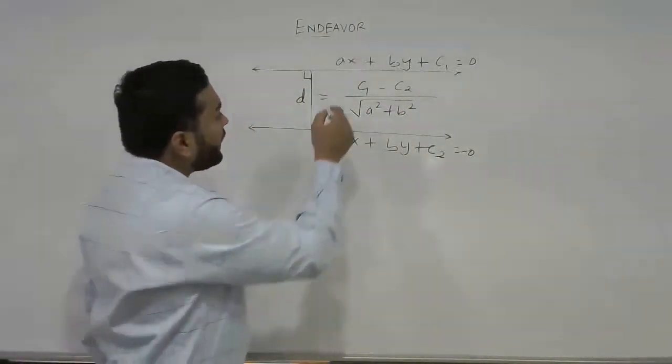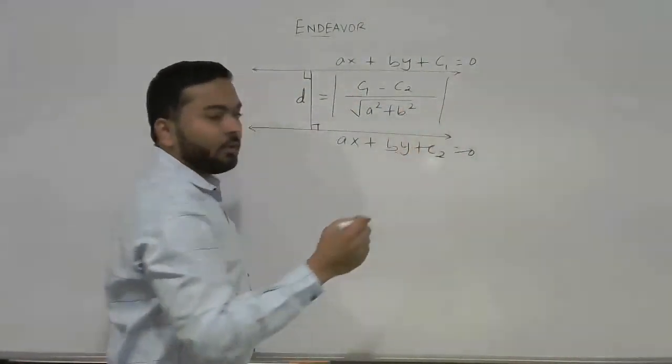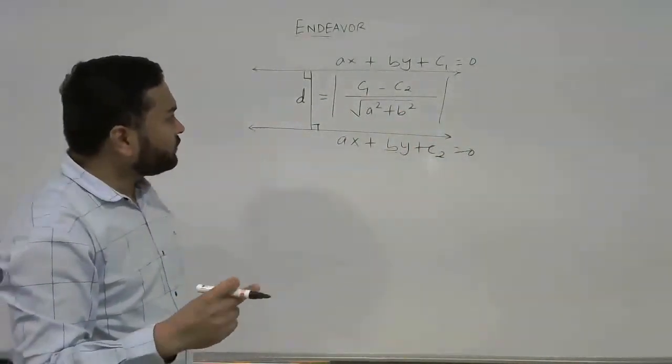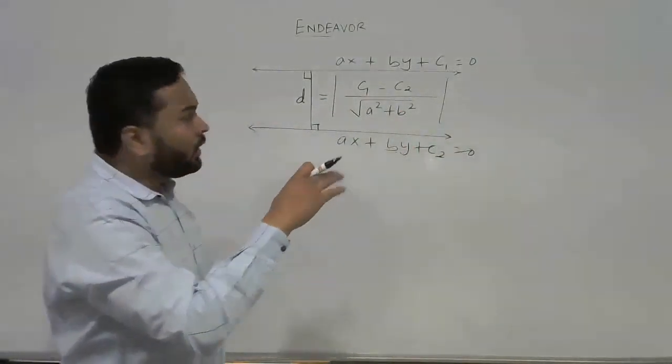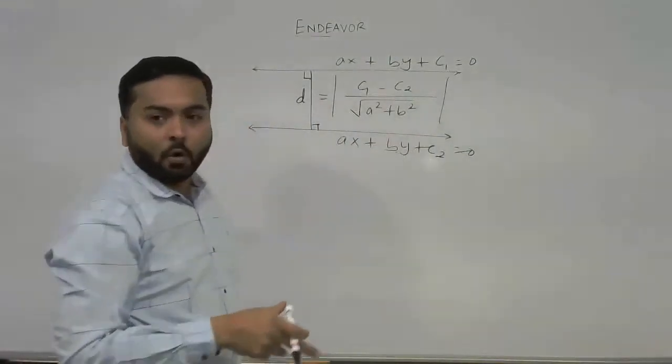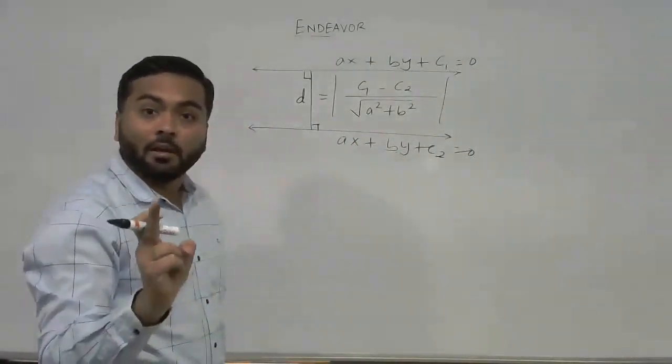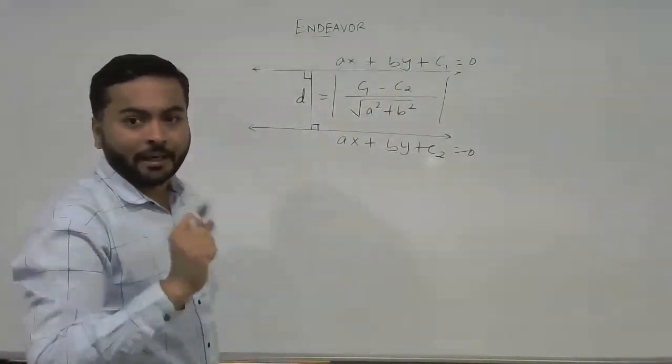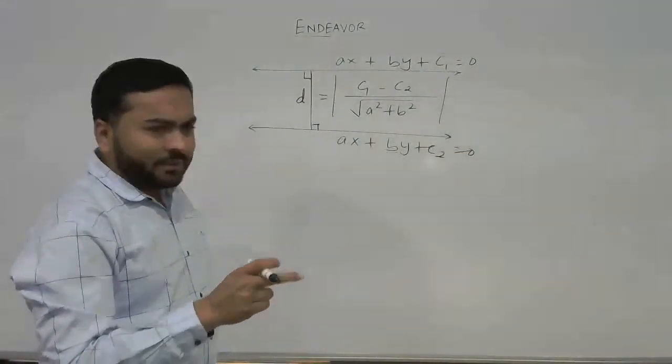And again, this would be a mod. Like in the previous formula, I forgot to put the mod over there. The entire expression would be in the mod because the distance will always be positive. Distance cannot be negative. Now, let us take an example.